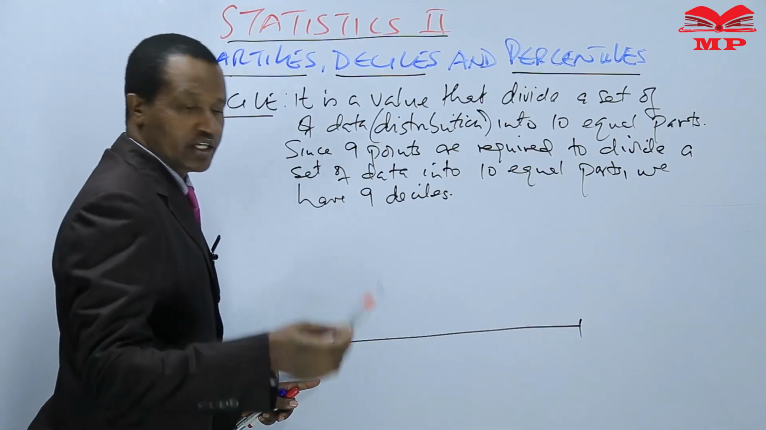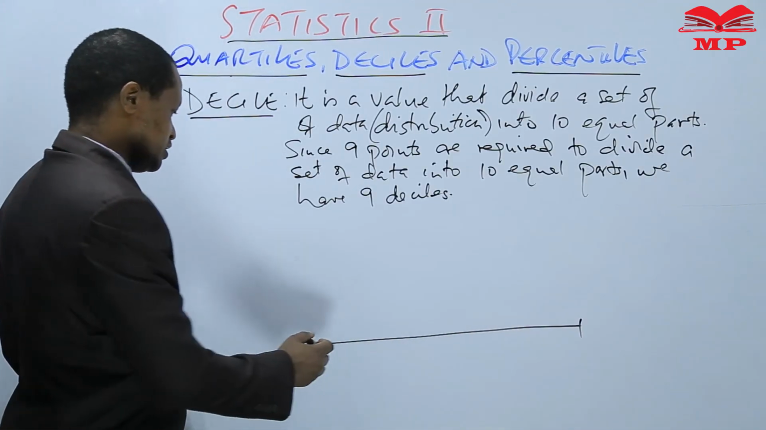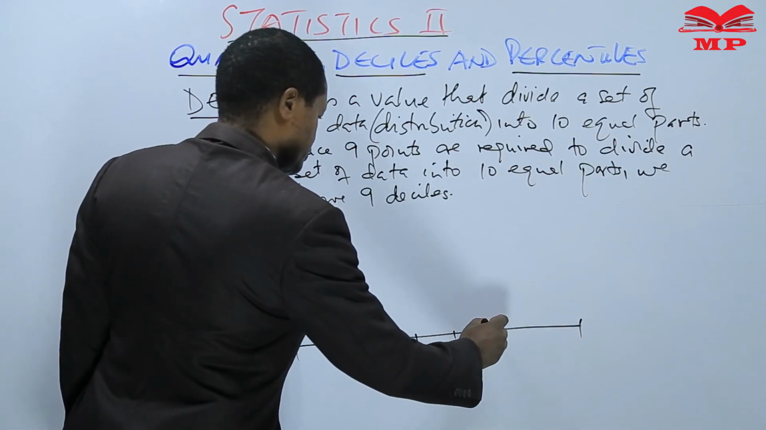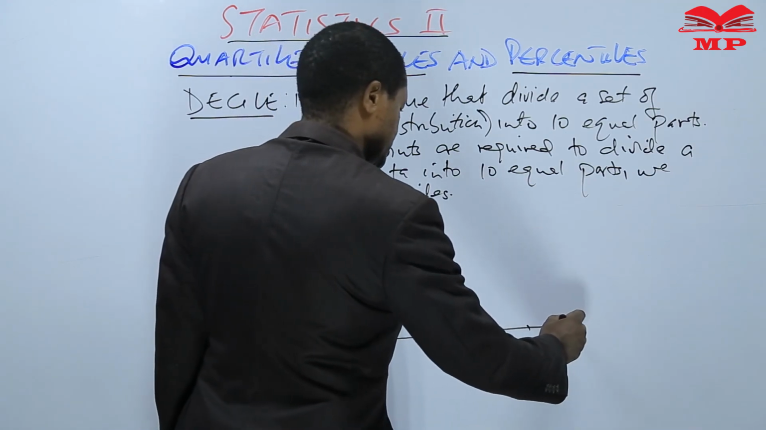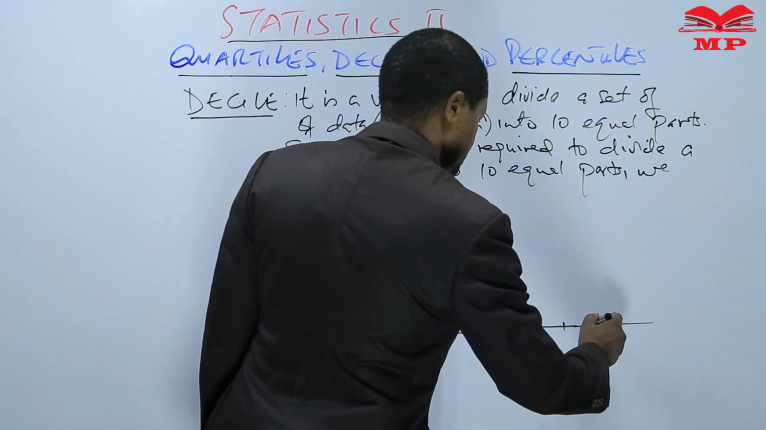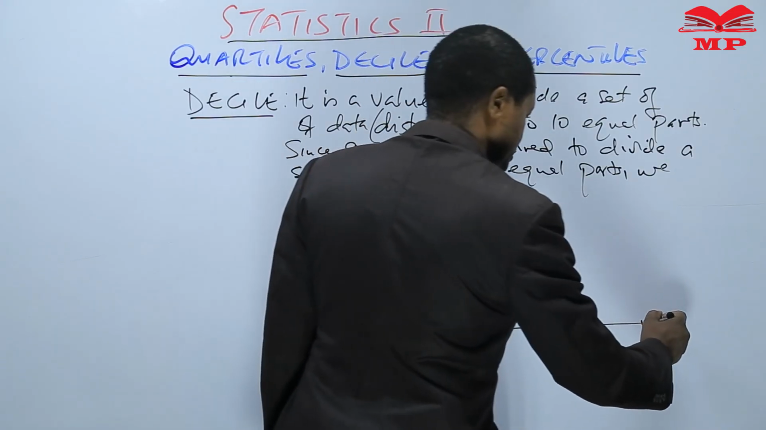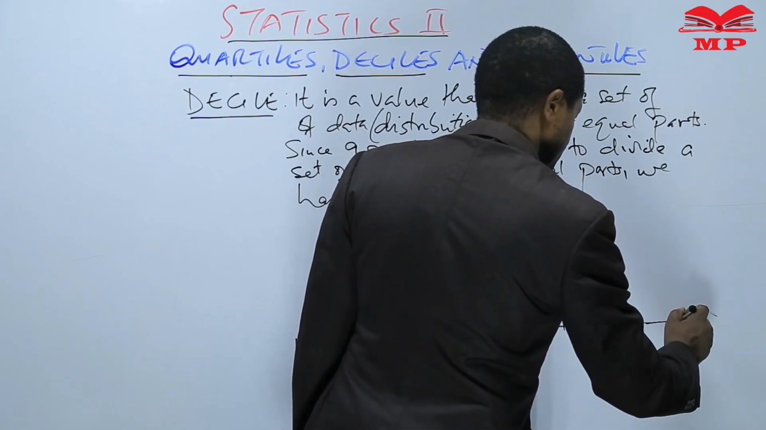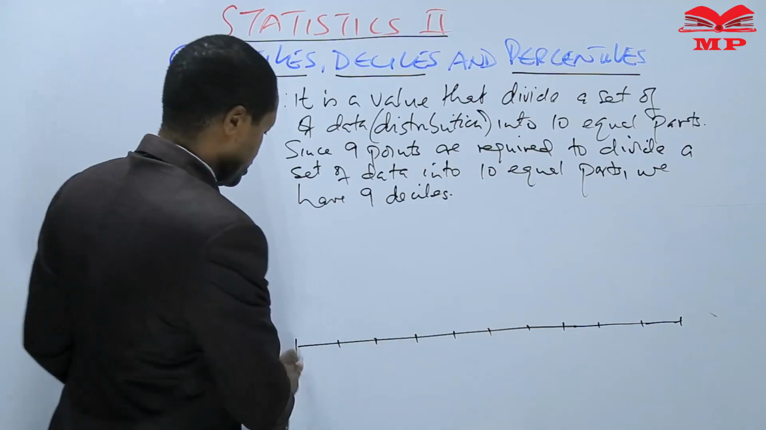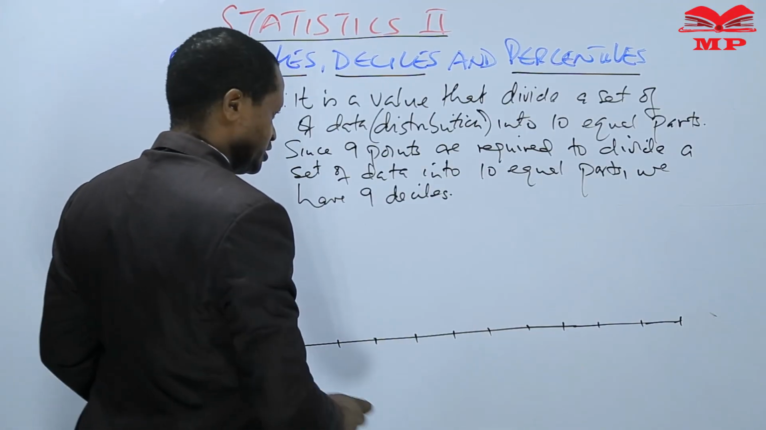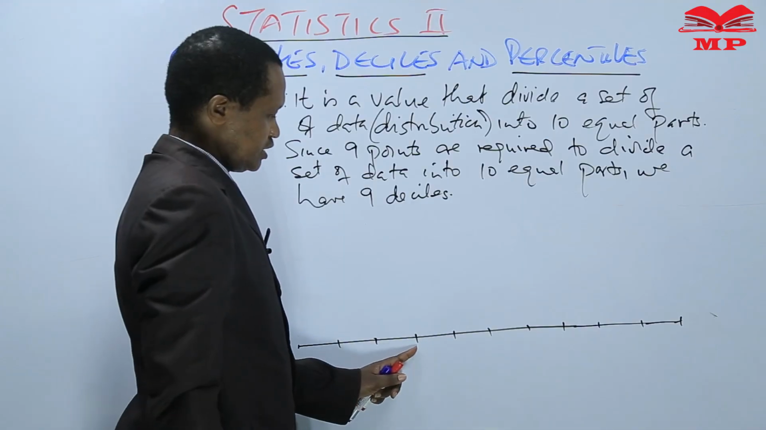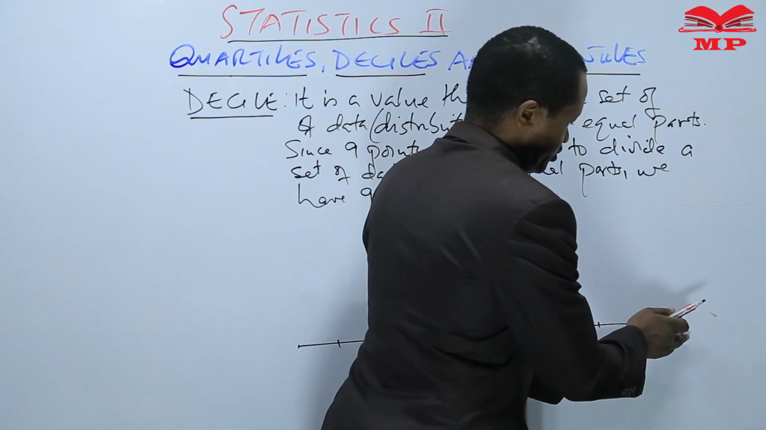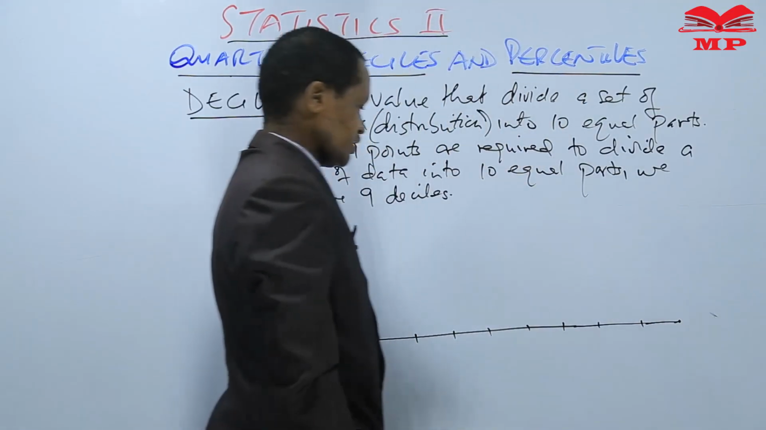For example, if you have a set of data and you want to divide it into 10 equal parts, how many points will you require? This is the starting point. 1, 2, 3, 4, 5, 6, 7, 8, 9. You will require 9 points.